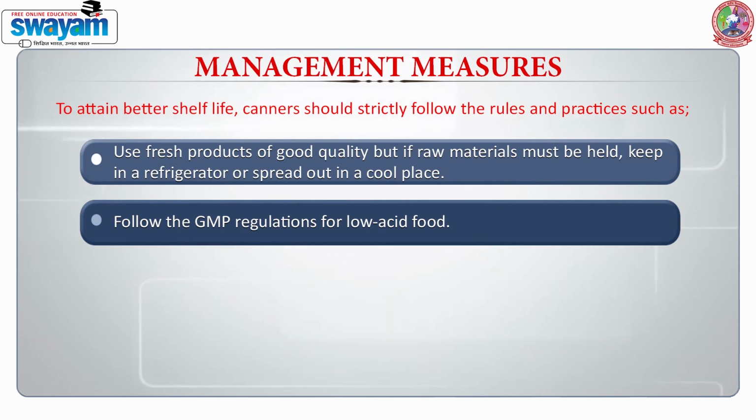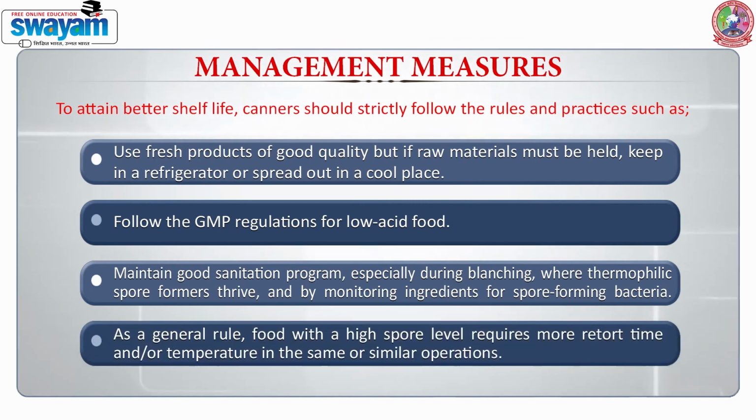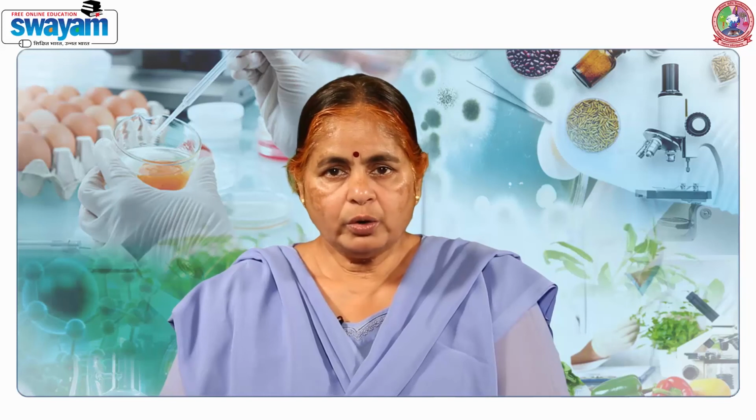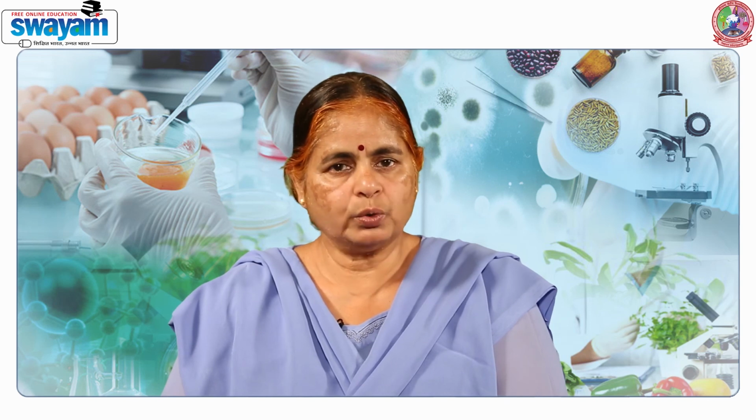GMP regulations should be followed for low acid food. A good sanitation program should be maintained, especially during the blanching process where thermophilic spore formers survive, and by monitoring the ingredients for spore forming bacteria. As a general rule, food with high spore levels requires more retort time and higher temperature in the same or similar operations. Follow necessary handling techniques during container cooling and the post cooling period.